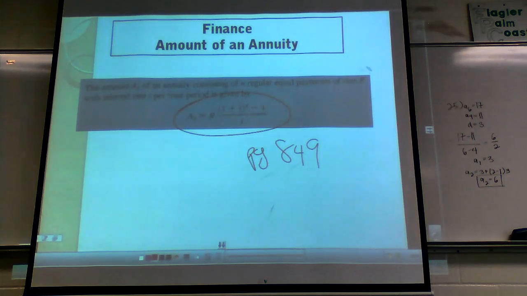So guys, the only thing to note, this part would be the amount of the annuity, right? Like a savings account kind of thing. R would be your initial amount. I is whatever the interest rate is. And N is however long your time period is.